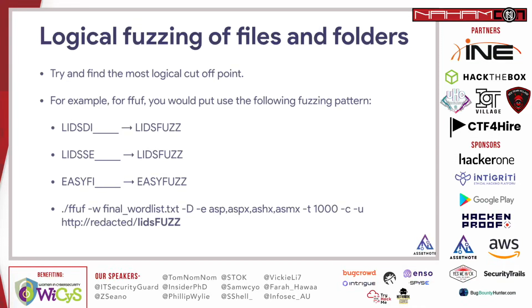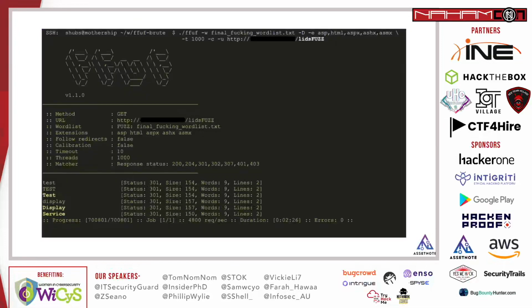So my typical ffuf command might look something like this, where I am fuzzing the remaining characters, and I'm using a prefix, which is LIDS, because I believe that's the common prefix. And that actually leads to some really great results. You can see here that we've detected that the full folder names are lids test, lids display, and lids service. So it doesn't really require you to do pure brute forcing or some crazy technique. It just requires you to logically think about what is the partial folder name and how can I brute force the rest of it, which is kind of what I've done here for this host.